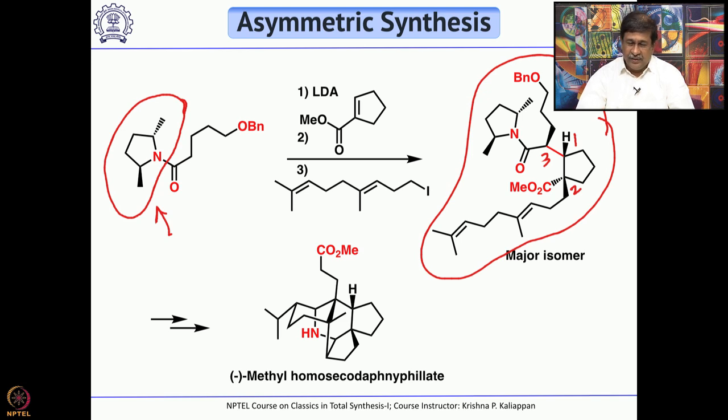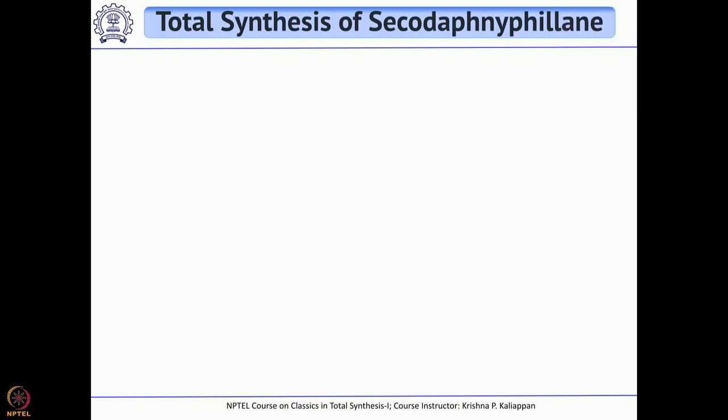Okay, and he followed the same strategy, same route, and he could achieve the asymmetric synthesis of methylhomosecodaphniphyllate, and it was showing almost 90% ee. The final synthetic natural product showed 90% ee compared to the naturally isolated methylhomosecodaphniphyllate. Okay. Having succeeded in that, he wanted to use a similar strategy for the synthesis of the related natural product secodaphniphylline.